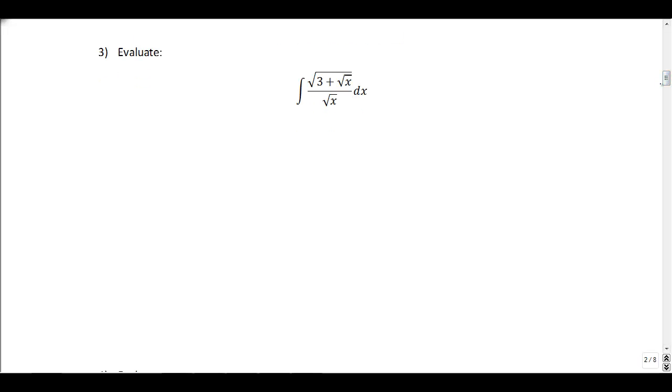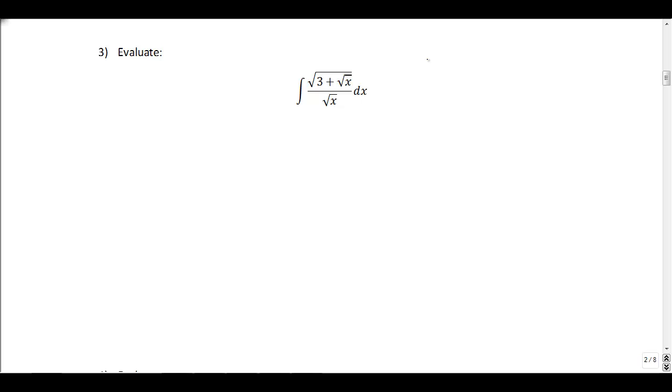Next one. This one looks a little bit scarier. So it's an integral of square root of 3 plus square root of x over square root of x dx. So I look at this and I'm not real sure what to do. So I'm going to try a u-substitution. I guess that's what we're maybe supposed to be working on, so that's a good hint that that may be a good thing to do.